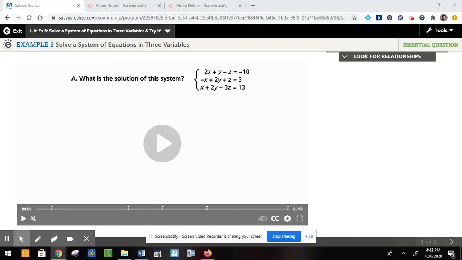Example 3 is now talking about systems of equations that are 3 by 3, so 3 variables, 3 equations. I would pause my video, watch theirs on Savas, and then we can try the next example together. So pause me and then come back.